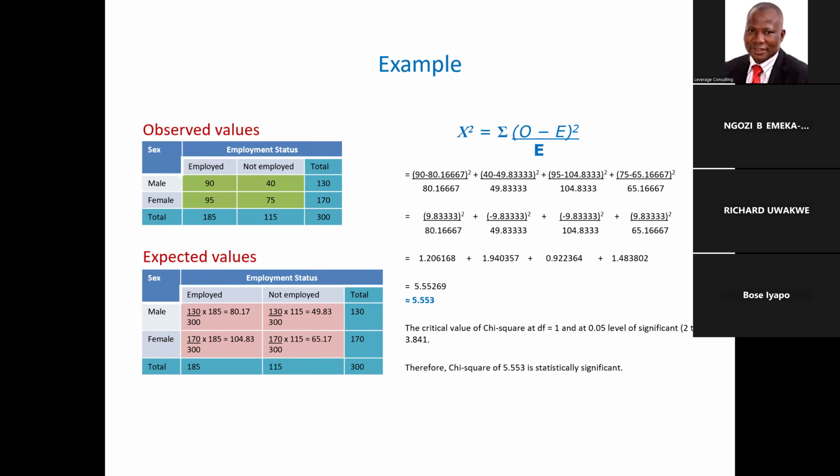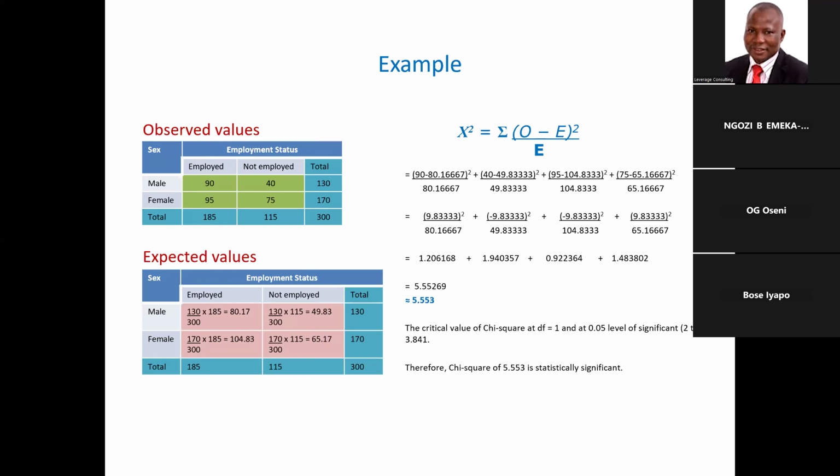Okay. The total number is more. Total, more: 90 out of 130. Yeah, 90 out of 130, more than 95 out of 170. 95 out of 170. Okay. On that basis, we can say male, sir. Yeah, that's great. You are right.